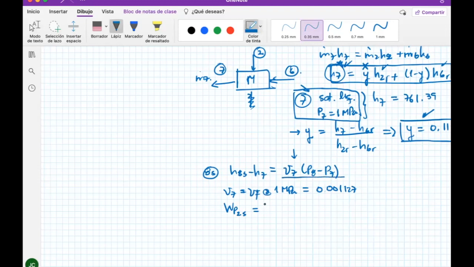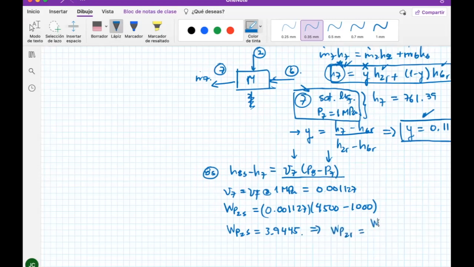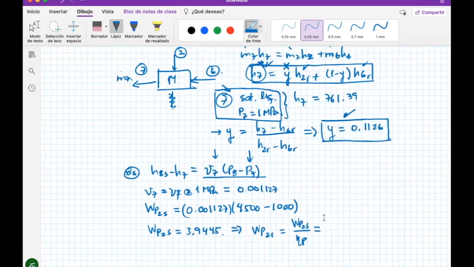Now the isentropic work of the pump is just 0.001127 multiplied by P8, which is just this one, minus 1,000, because P7 is the pressure of the mixer. Therefore, this is 3. You remember that you don't really care about the isentropic part, but nonetheless, let me put it. Now let's get the real part: the isentropic work divided by the efficiency of the pump. This amounts to 6.06046 kilojoules per kilogram.